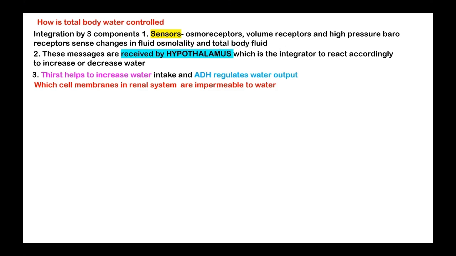Ascending loop. Ascending loop of Henle. Then only one thing. Two sides in kidney and one side outside the kidney. That is a clue I can give you. Or two parts of the nephron and one outside the kidney.